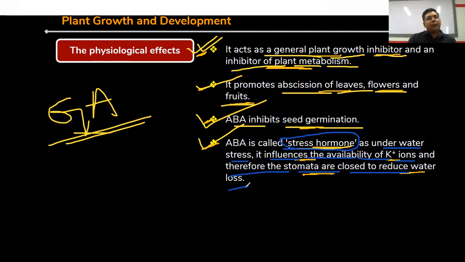loss. Generally, what happens? ABA is a very strong inhibitor hormone. Clear? And it can inhibit the plant growth as well as several plant metabolisms. Clear? Now what happened? ABA, such kind of inhibition or function, they are known as stress hormone. Clear? Why are they called stress hormone?